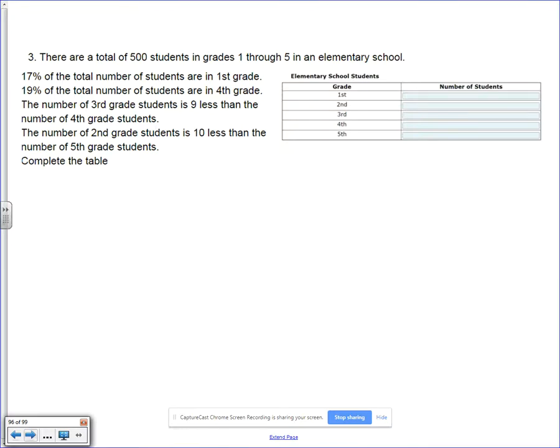I have 17%, which is 0.17 of all the kids, which is 500. So if I take that, I will get there are 85 first graders. Now I have 19% are fourth graders. So 19% of the total gives me 110 for the fourth grade students. Okay, so we've taken care of this, we've taken care of that.